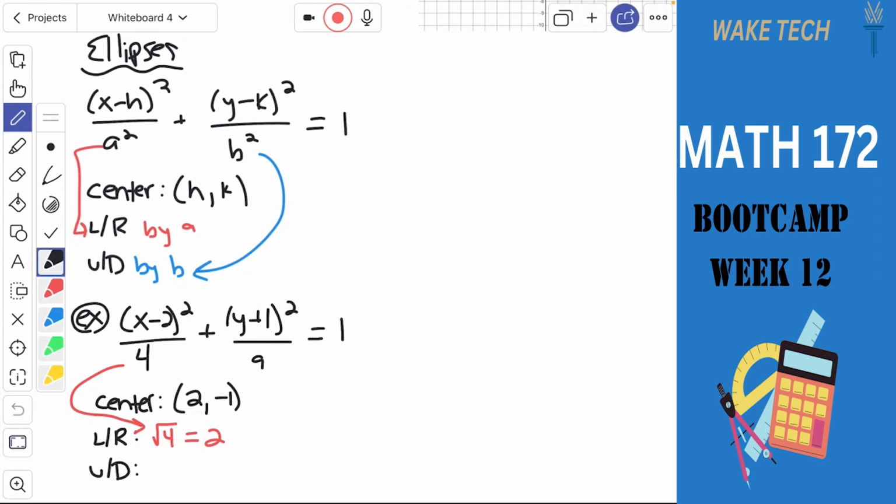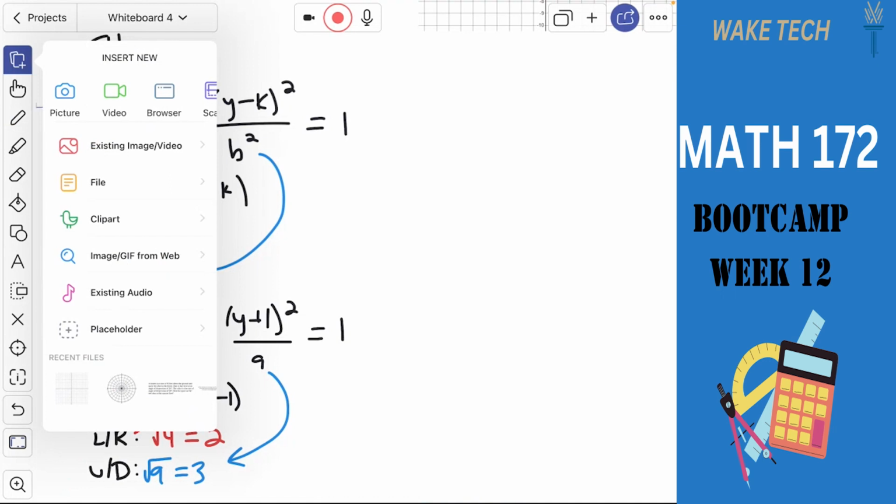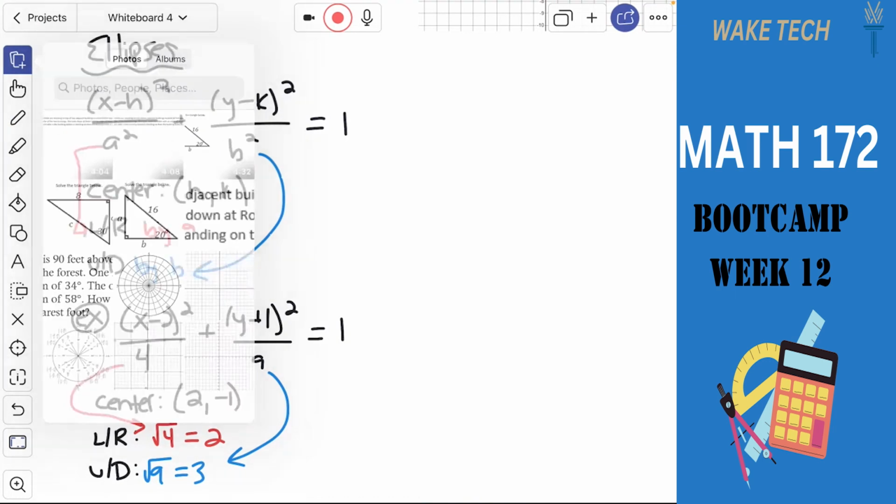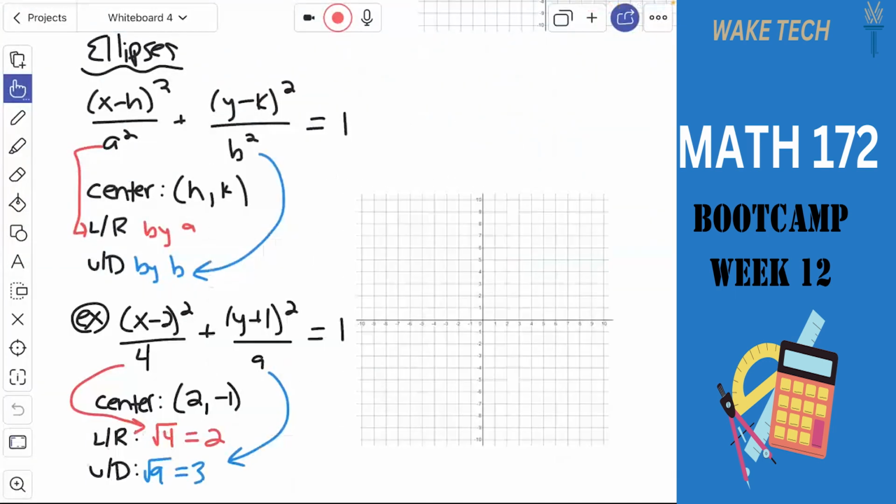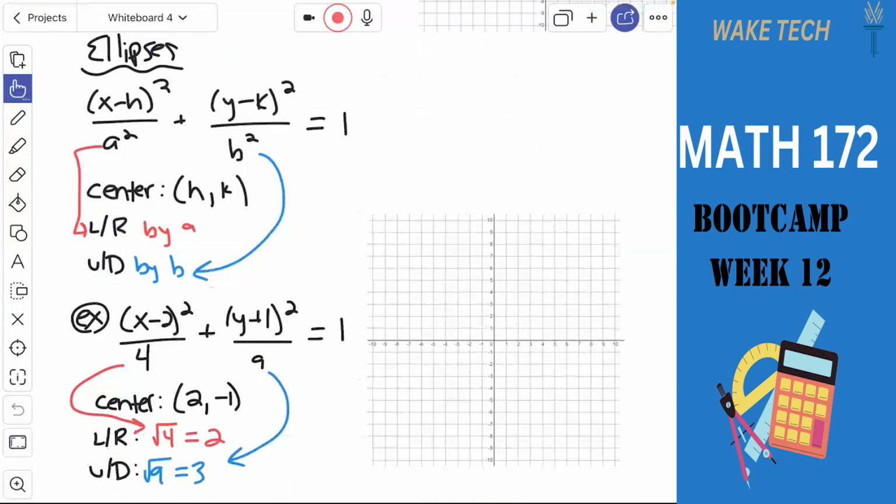We'll go up and down from the center according to the denominator with y. That denominator is 9, and the square root of 9 says we're going to go up and down 3 units. Again, all of those always in relation to the center. So we have a center at 2, negative 1. From there, we're going to go left and right 2 units. And we'll go up and down 3.